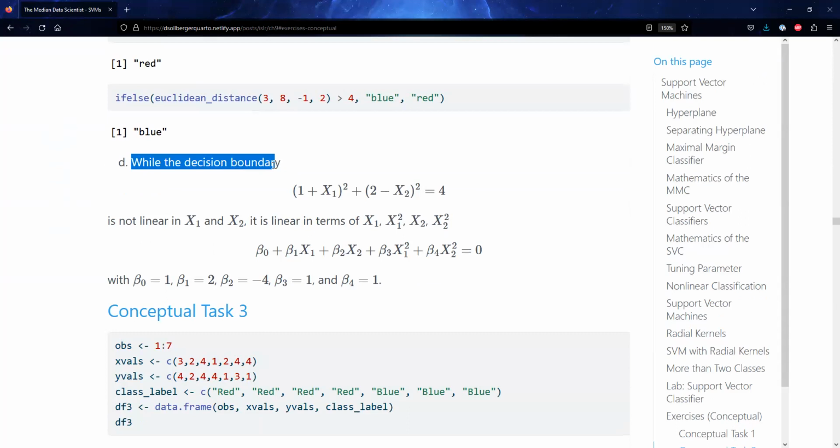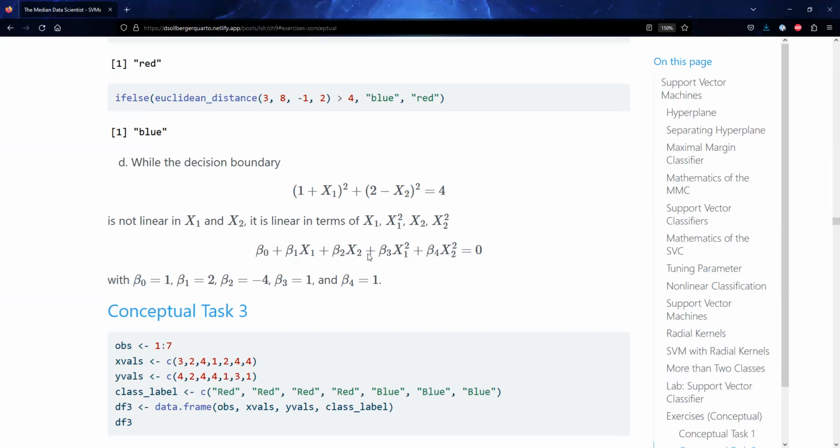Part D was a bit more conceptual. It says, while this graph is not linear in terms of x1, x2, show that it's linear when you include the quadratic terms. What that means for our purposes is that in addition to the usual beta 0, beta 1 x1, beta 2 x2, we can have these additional terms, beta 3 x1 squared, beta 4 x2 squared.